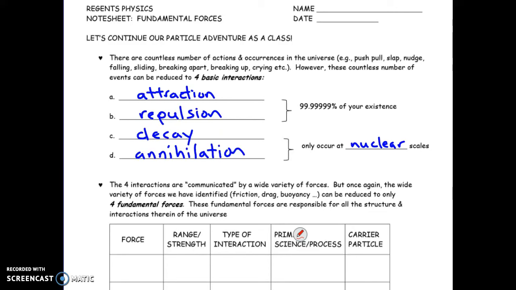Alright, so in this tutorial we're going to pick up where we left off discussing in class the basic forces, the rules that govern how matter behaves. We talked in class how there is basically a limitless number of actions that occur in nature, and those actions can be reduced to 4 interactions. The 2 most important interactions being attraction and repulsion.